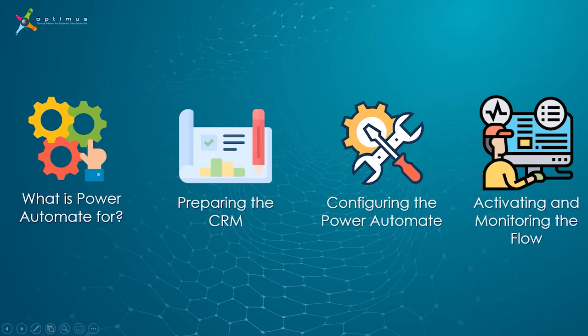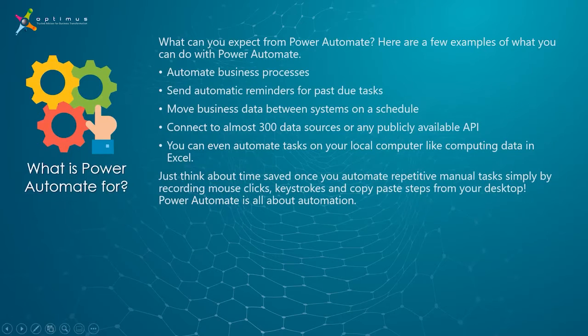What is Power Automate for? Basically, there are some examples you could review to understand a little bit how to use it, or whether it could help you or not. You could automate business processes, of course. You could send automatic reminders for past due tasks. I mean, you could configure Power Automate to send emails, push messages, or SMS. You could do many different things regarding notifications.